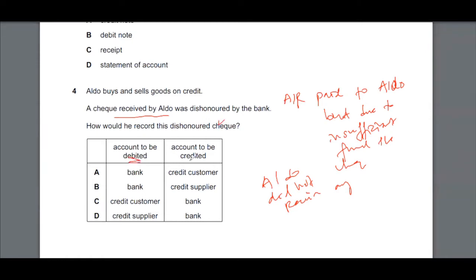We need the account to be debited and the account to be credited. It's very simple: Aldo did not receive any money, so the bank should go down, and if an asset goes down, you always credit. So options A and B you can immediately cross out, and you come down to 50-50 again. The credit side is going to be bank, that's for sure, but what's going to be on the debit side? We are talking about a customer here, so it's going to be a credit customer. So the answer to multiple choice 4 is option C.